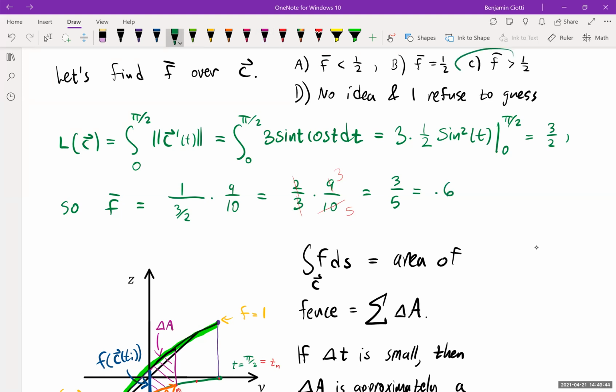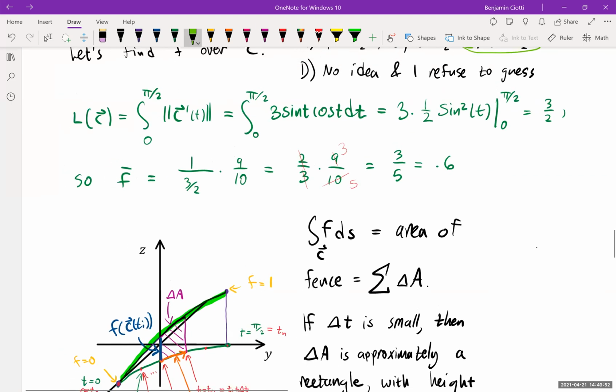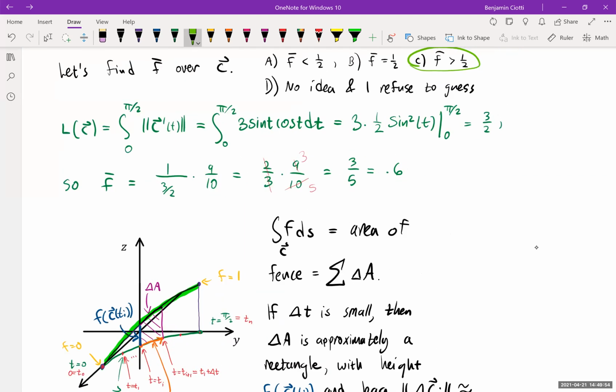So it looks like most of you that said greater than 1/2 were correct. Now you can see why it's greater than 1/2, because if you look at the curve, it spends more time closer to the y-axis, which is where f is closer to 1.